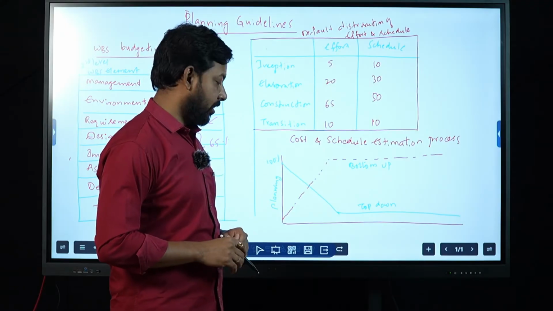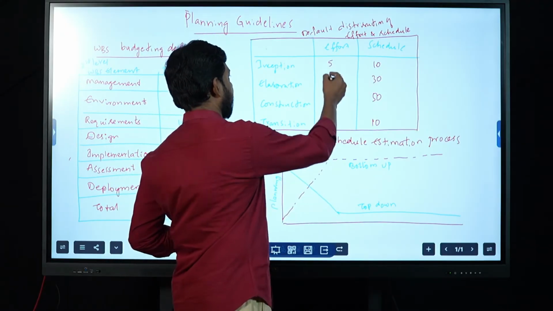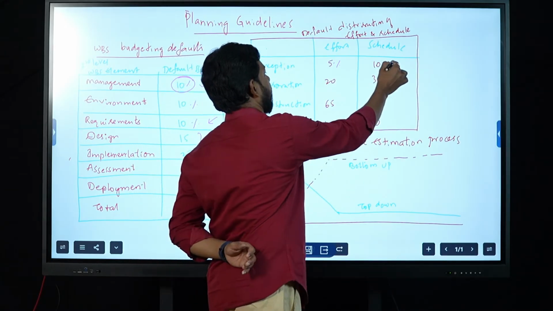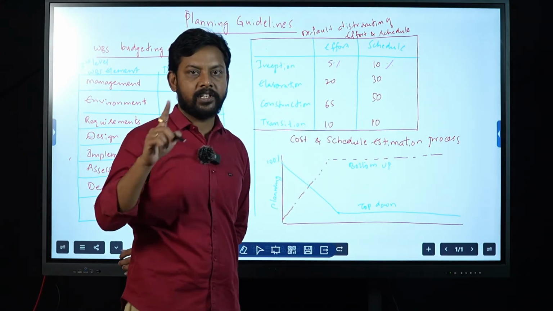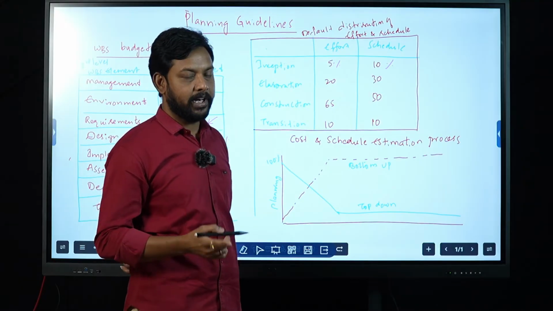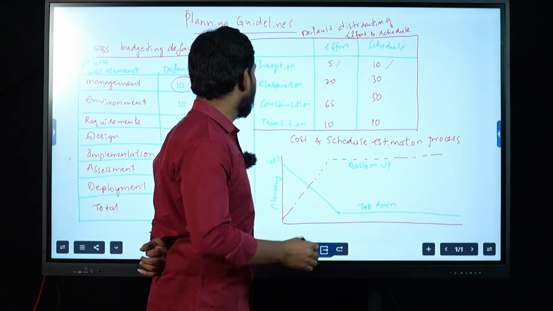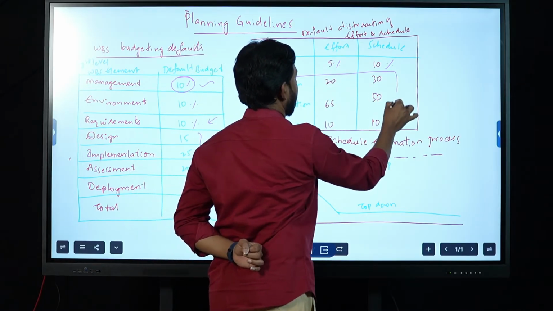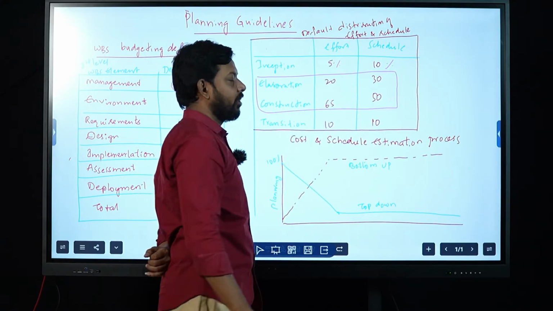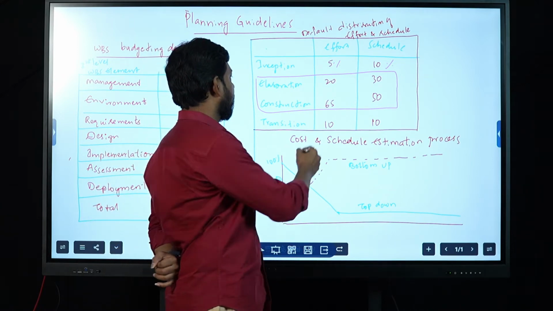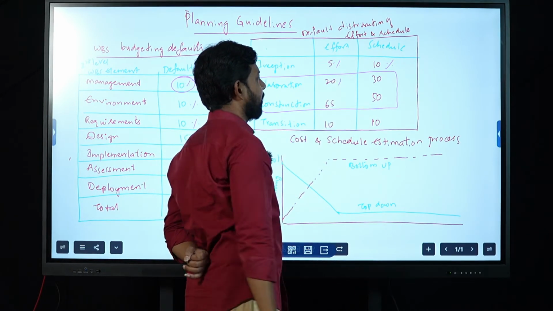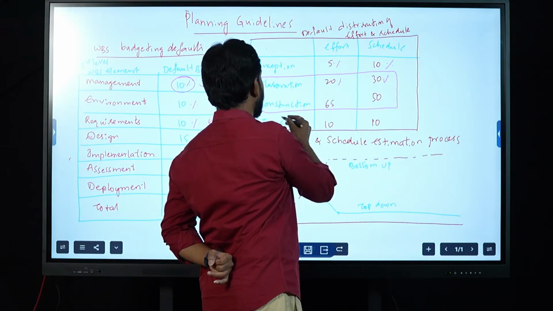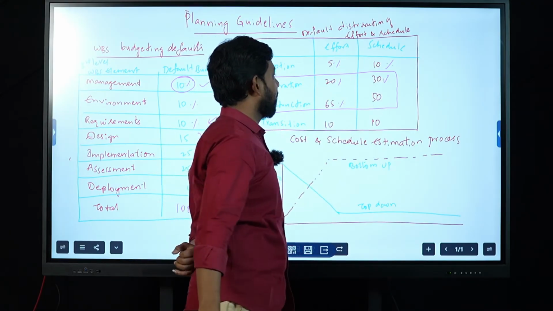First is your inception phase. Inception is going to take around 5% of your effort, and it should be scheduled for around 10% of your total schedule spent on project development. When you go to elaboration and construction, these play a major role throughout your project development. Your elaboration is going to take 20% of your effort along with 30% of your schedule, and construction is going to take 65% of your effort.